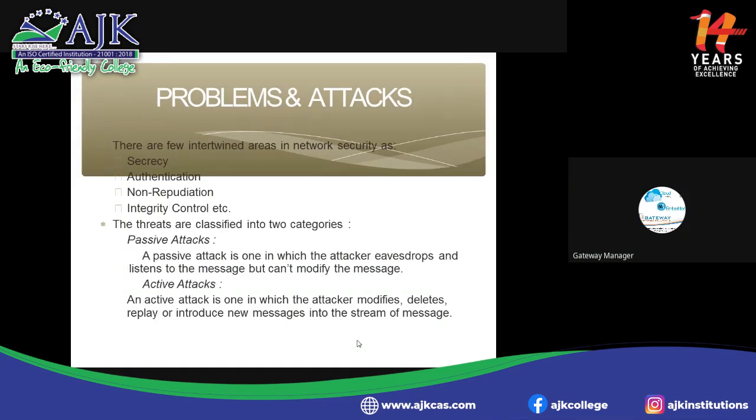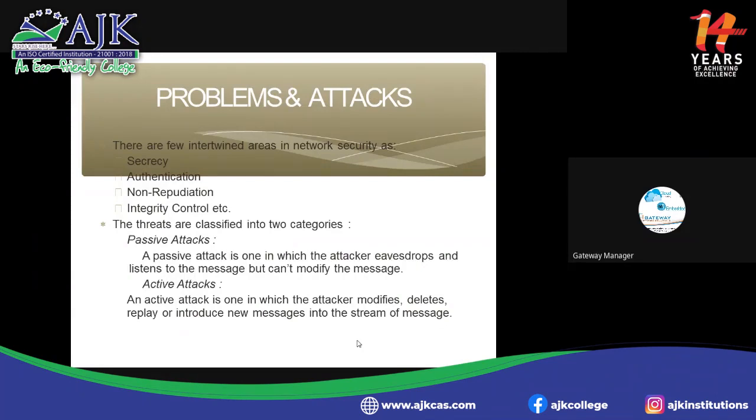And then integrity control. Which data do we want to integrate? Who can access it? Who wants to use it? How can we avoid duplications? People face a lot of problems here, and this is where people carry out attacks easily. Attacks are classified into two categories: one is passive attack, and the other is active attack.